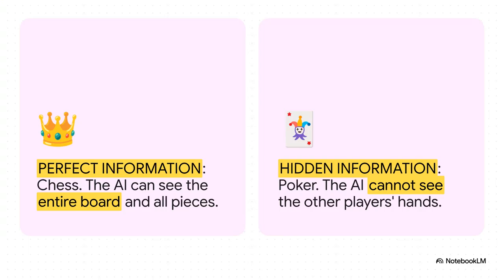This is rule number 7, and it's the difference between perfect and hidden information. In a game like chess, the AI sees the entire state of the world. Every single piece is visible on the board. But in a game of poker, the most important information, your opponent's cards, is completely hidden. An AI in this kind of world has to reason about probabilities and human psychology, not just logical moves.